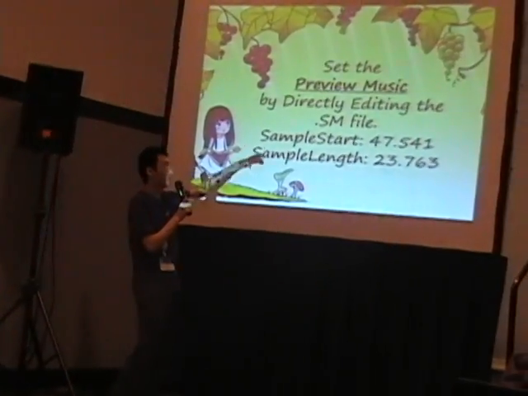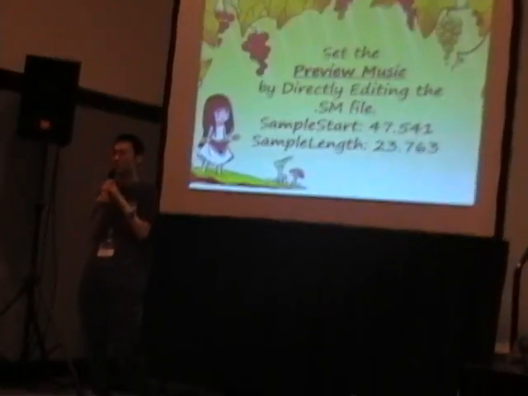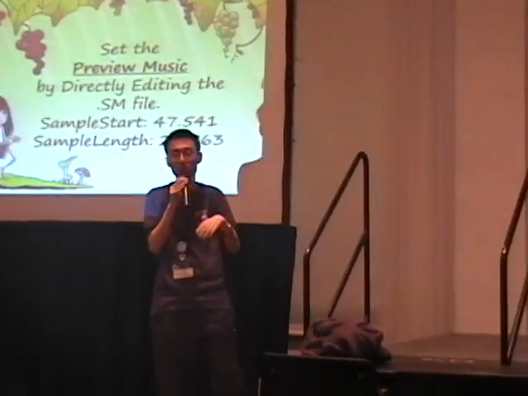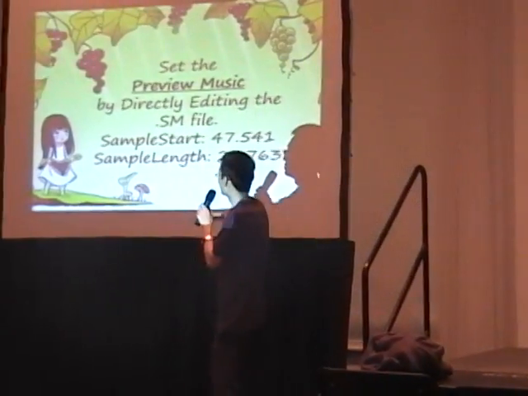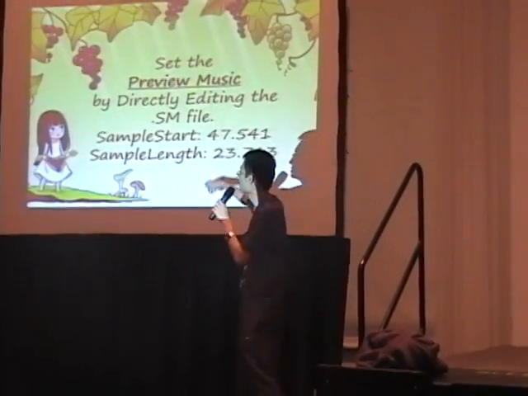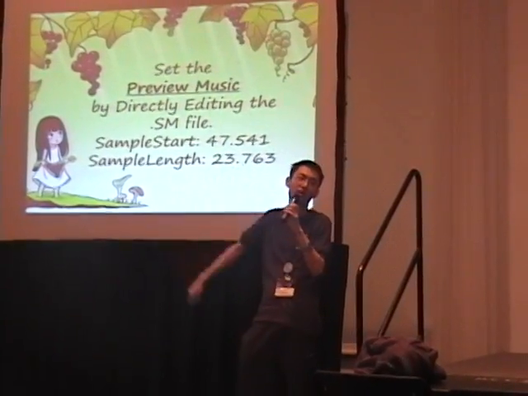Okay, next. Another thing you need to do is the preview music. We're going to skip this as well, but the preview music is the small clip of 10, 20 seconds of music that people hear the first time when they're selecting your song from the selection screen. You'll notice in the SM file there are two lines, sample start and sample length, and those are the two lines that you need to use. Sample start tells the Stepmania program when to start the preview music, and the length is how long it plays the preview music.